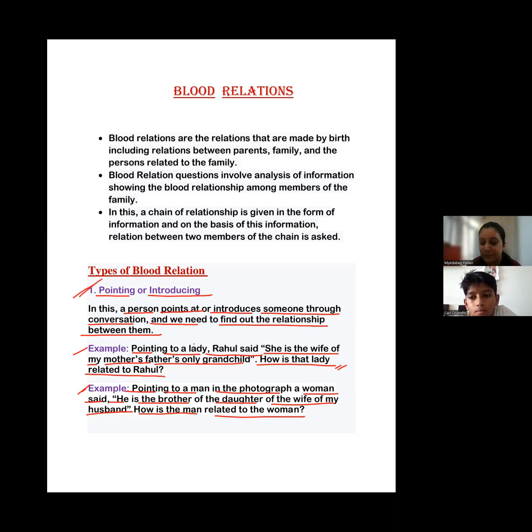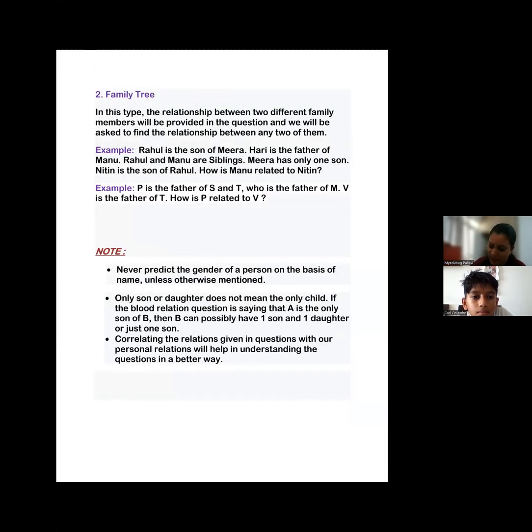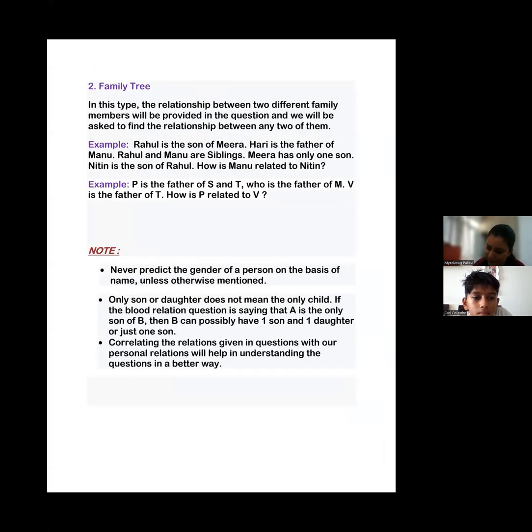Then the next type that we have is the family tree. In this, direct information will be given. Let's see the example directly. Direct information as in, Rahul is the son of Meera, then Hari is the father of Manu. Rahul and Manu are siblings. Meera has only one son. So direct information will be given. We just have to draw a family tree.